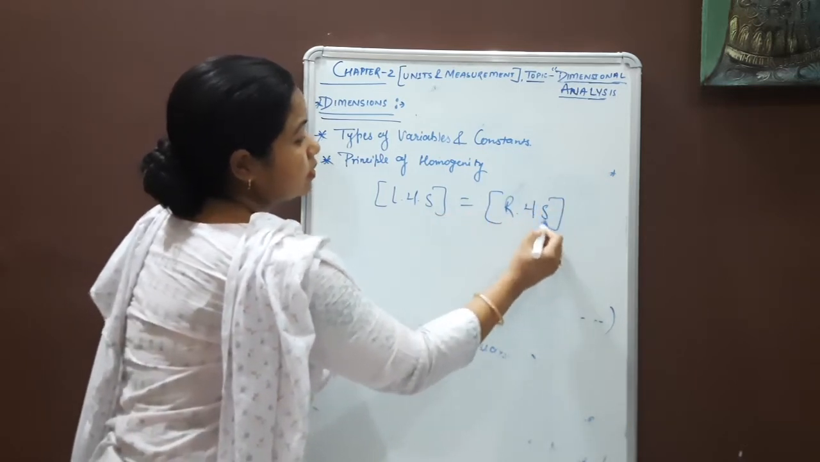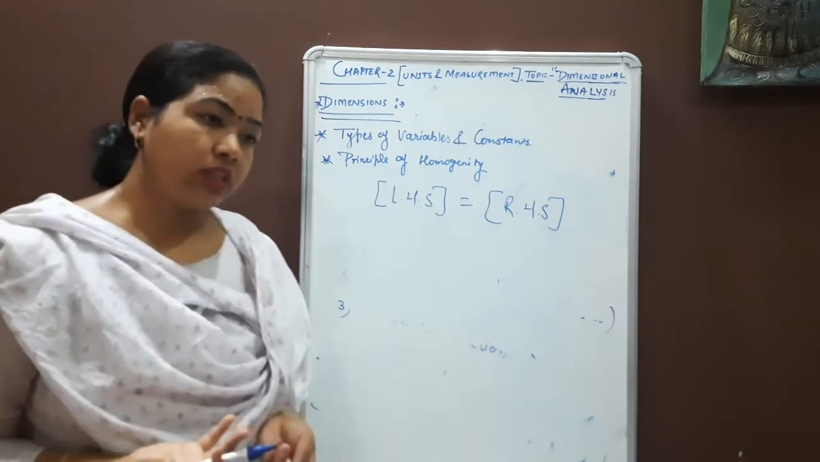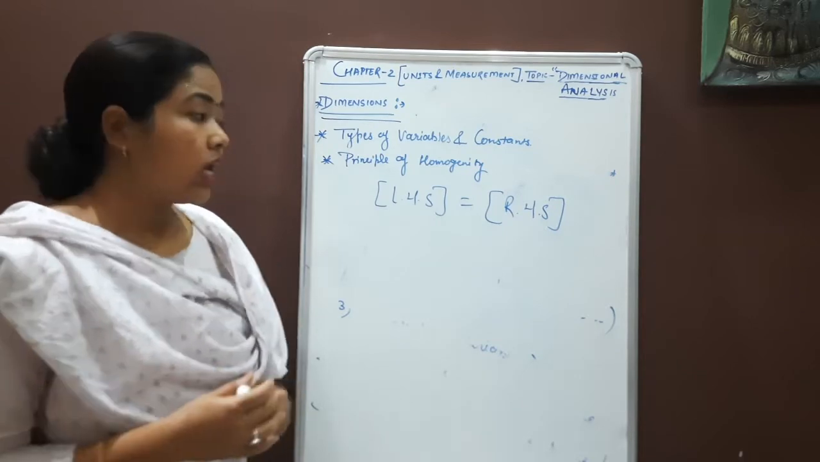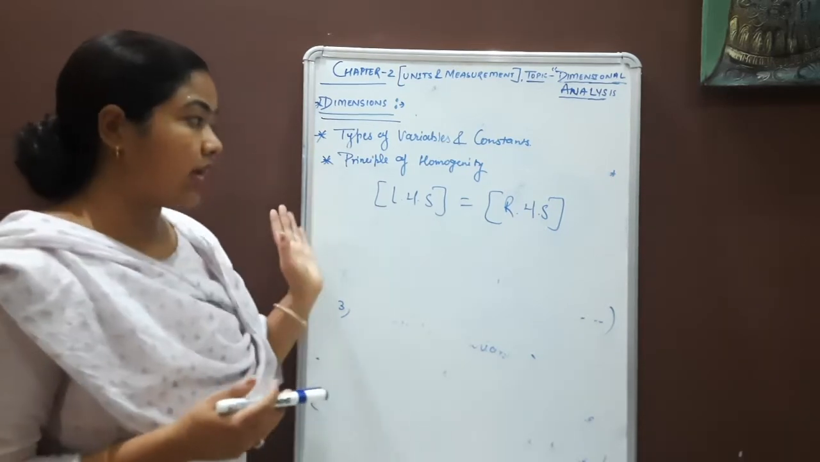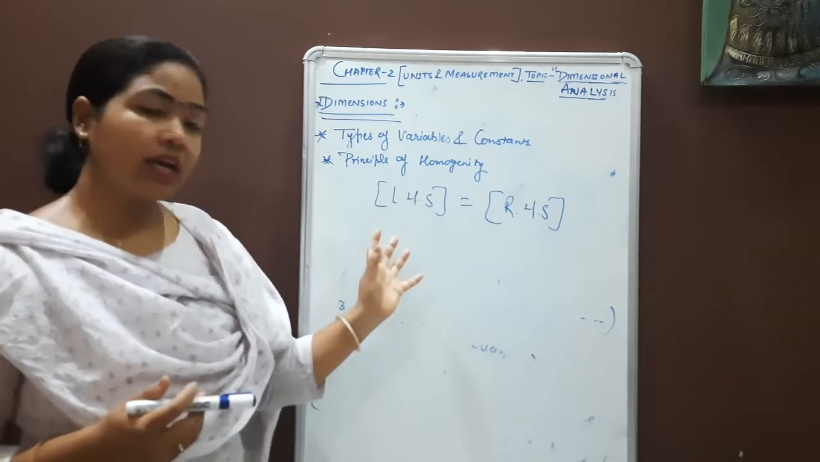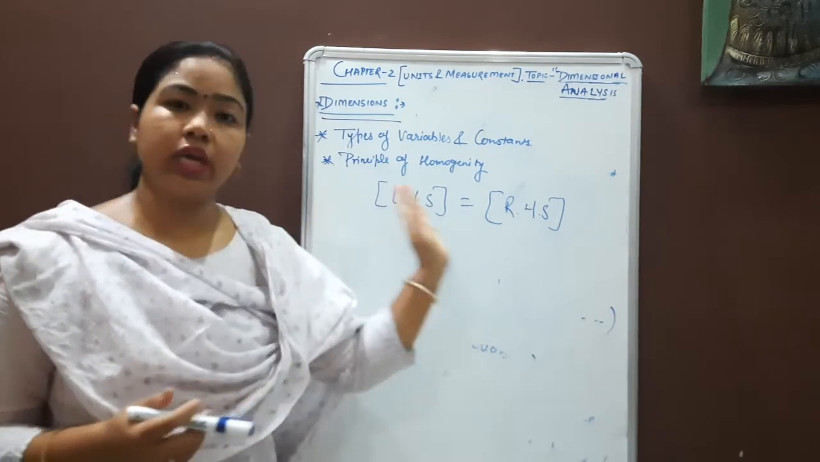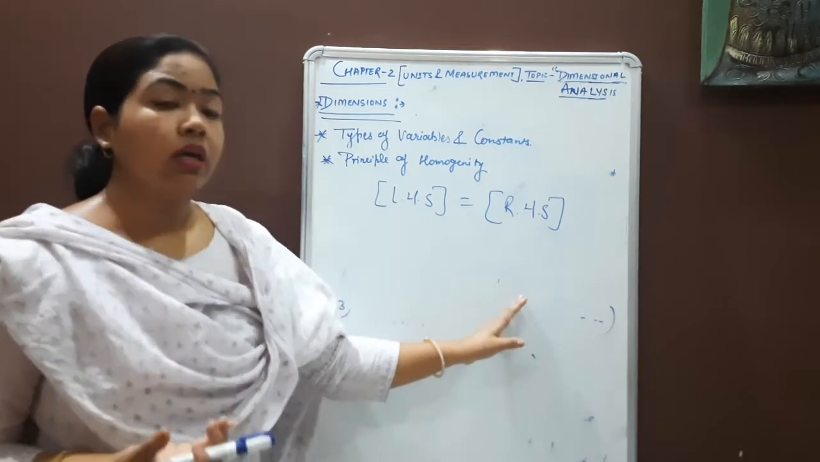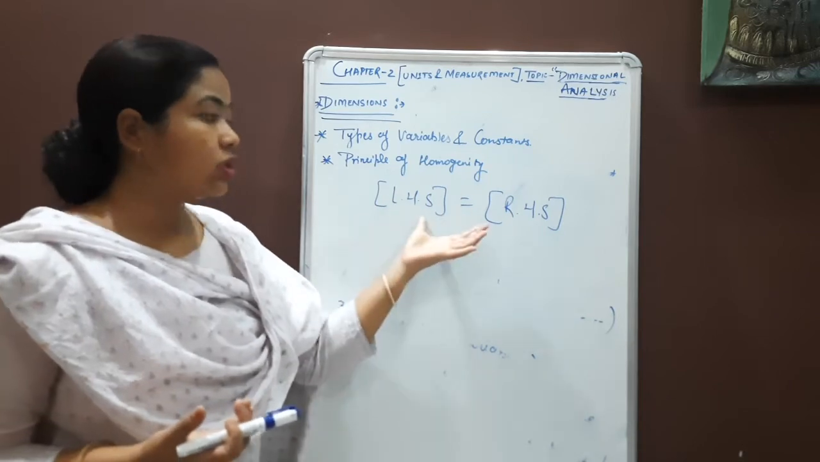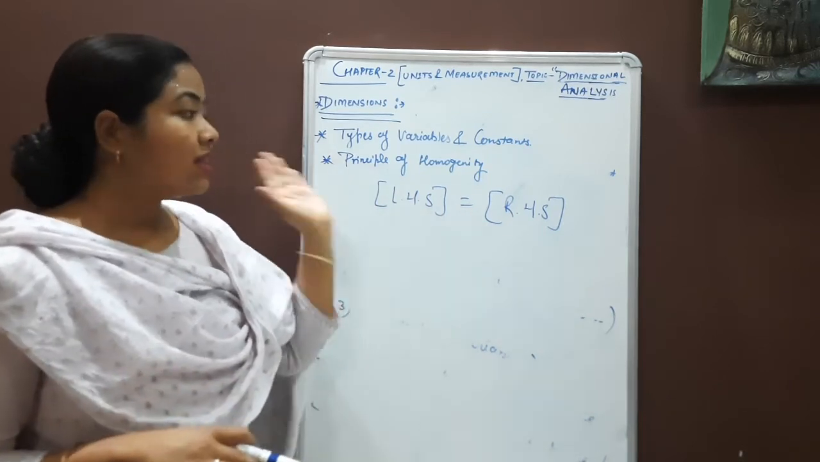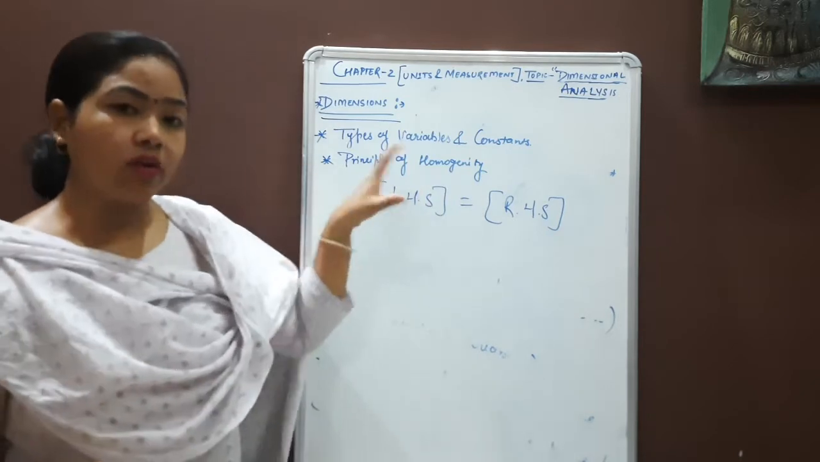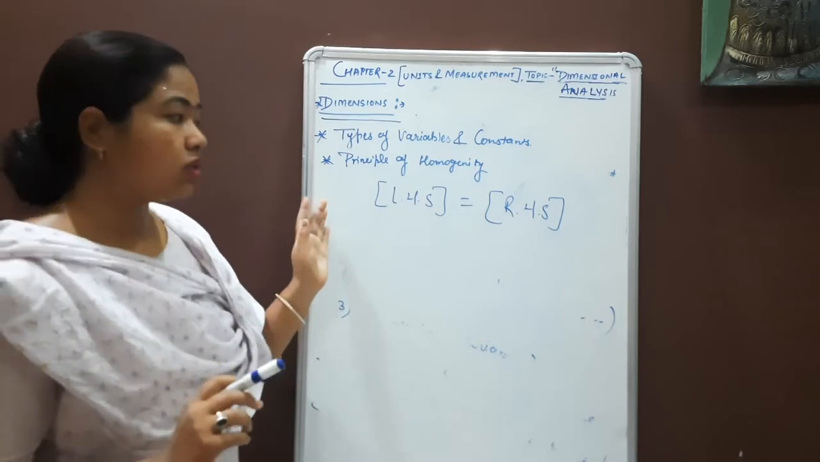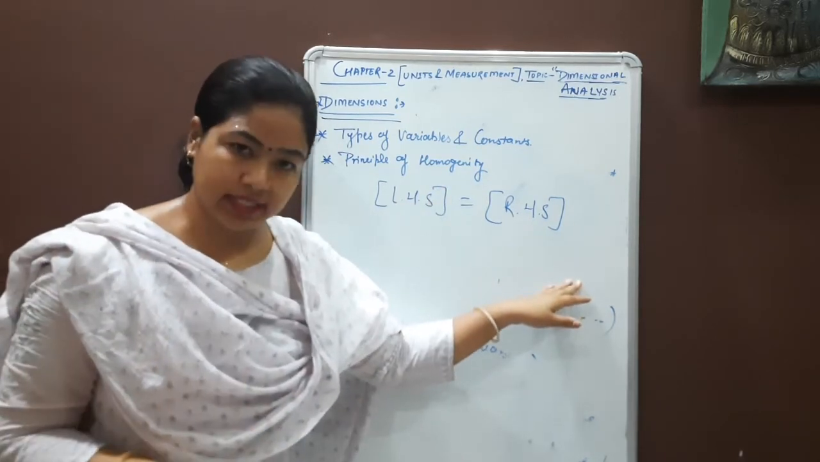If any physical relation or formula has a left side and a right side, then in that case the left hand side dimension should be equal to the right hand side dimension. If any relation follows this rule, only in that condition is that formula or relation dimensionally correct, if its left hand side dimension is equal to the right hand side dimension.